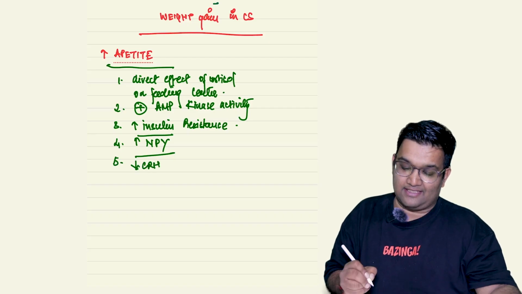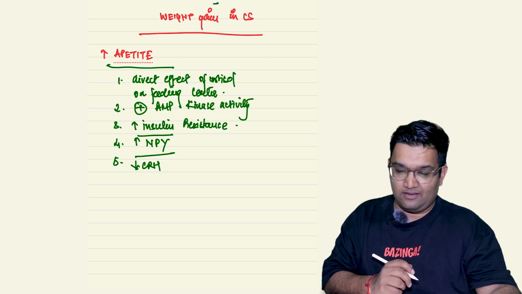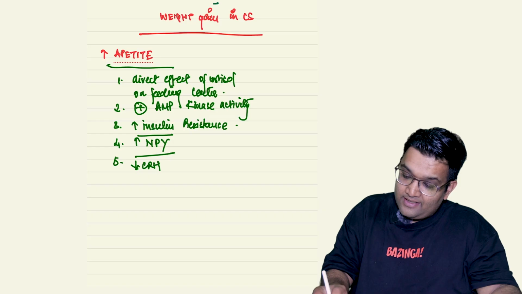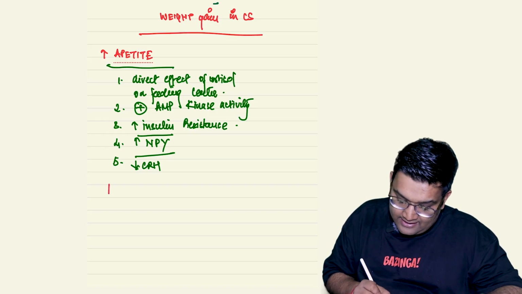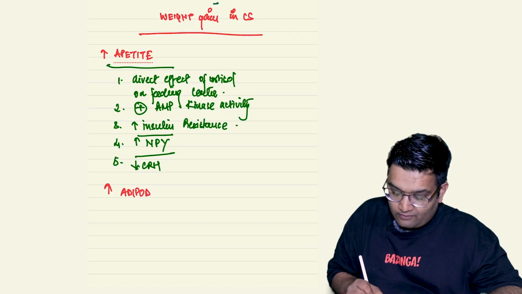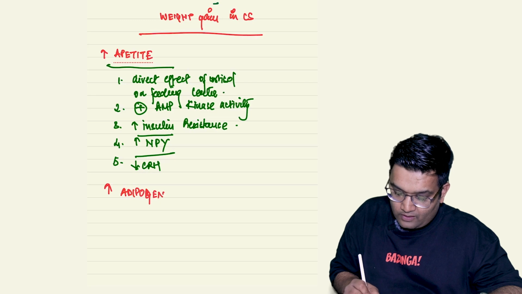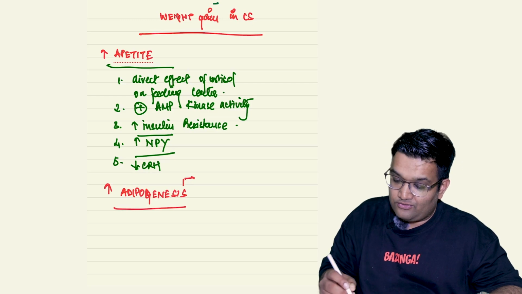Reduction in the CRH levels. So this will cause again increase in the appetite. So first part is this, that we are going to have increase in appetite. There is increase in the adipogenesis also. So adipogenesis is increased because of the following reasons.